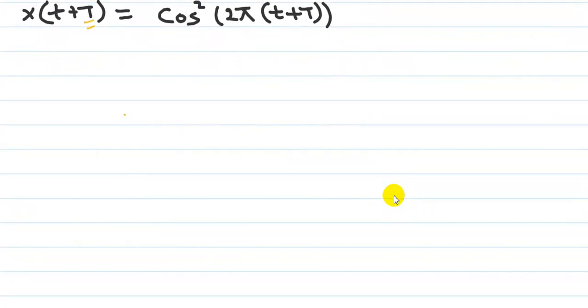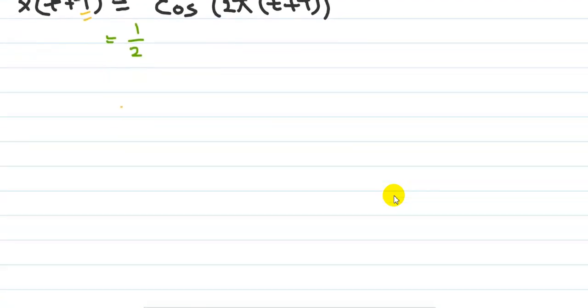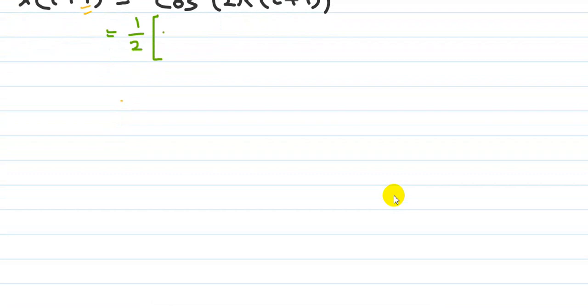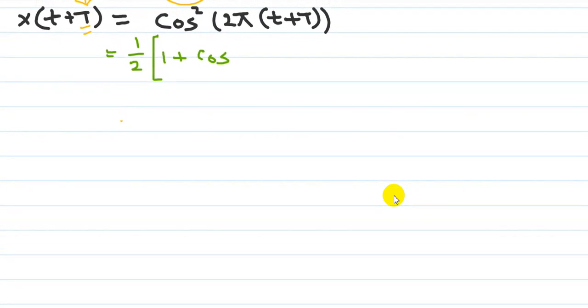We already know that T is equal to half, so let us just open this bracket. We will have half of 1 plus cosine, so it will become 2 multiplied by all these terms, which is 4 pi, of t plus capital T here.